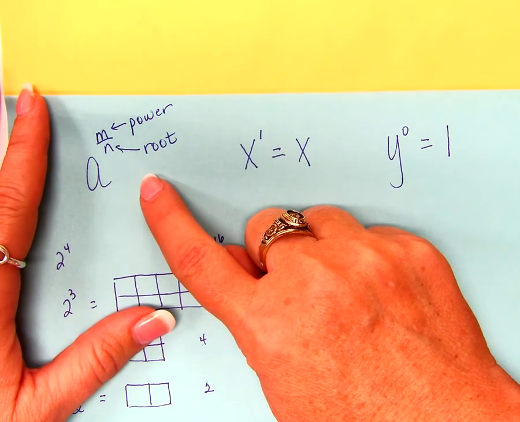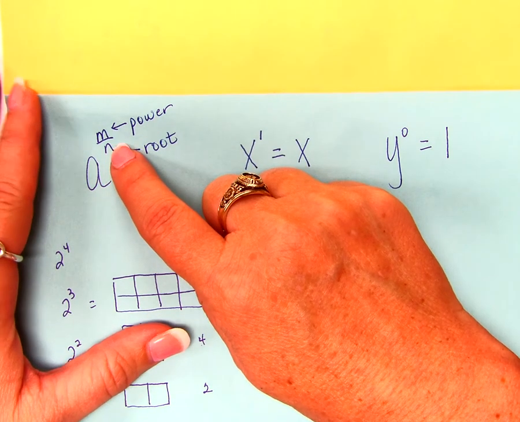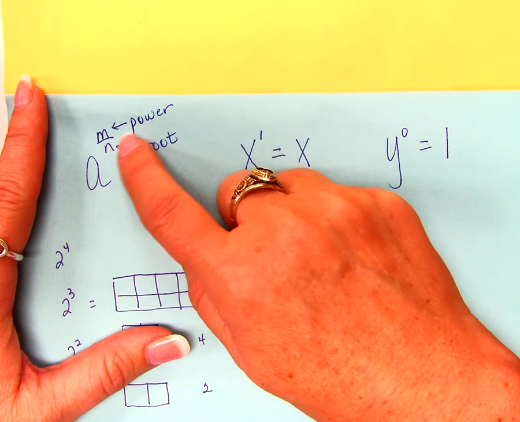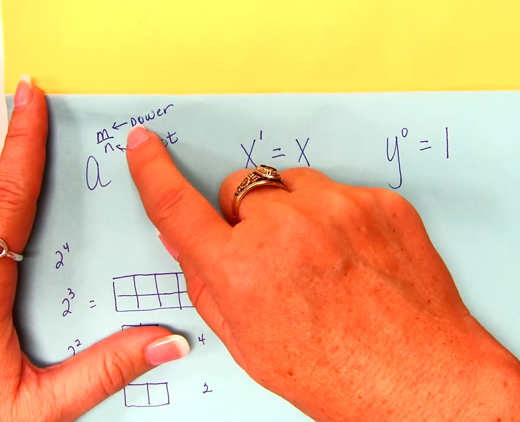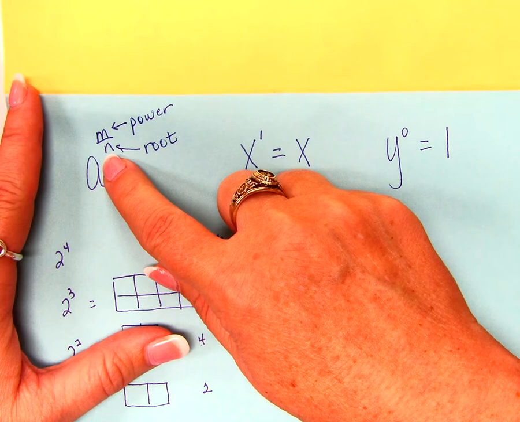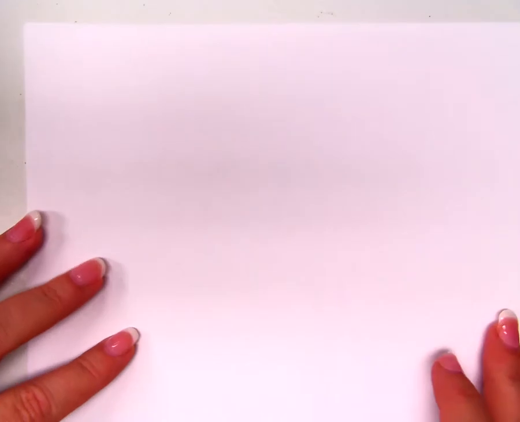This is what we really need to concentrate on today. We need to remember that when we have a fractional exponent, also known as a rational exponent, the numerator is the power and the denominator is the root. You okay with that? So let's do some examples of that so you know what I mean, and then we can get to the equations for today.